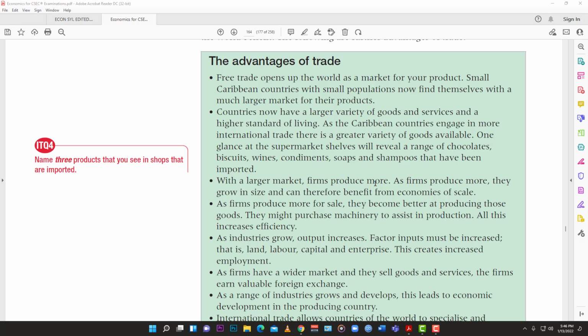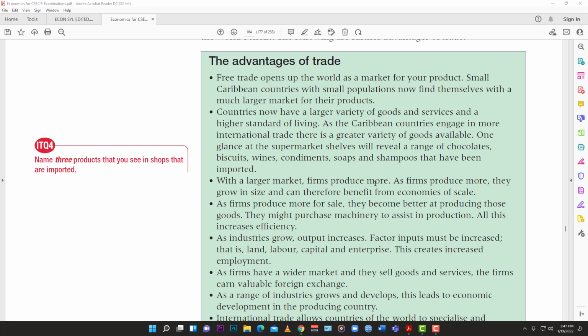Point number 2. Countries now have a larger variety of goods and services and a higher standard of living, which I agree with. As the Caribbean countries engage in more international trade, there is a greater variety of goods available. One glance at the supermarket shelves will reveal a range of chocolates, biscuits, wines, condiments, soaps, shampoos that have been imported. And I can't really argue with this point, because you would have lived it, you have seen it.